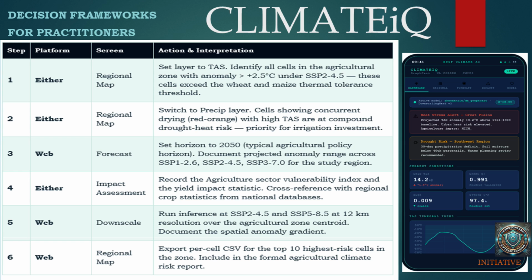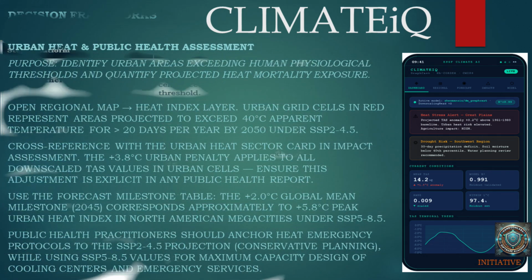Now for the web, if the screen is downscaled, run inference at SSP 2-4.5 and SSP 5-8.5 at 12 kilometers resolution. Web, regional map: export per-cell CSV for the top 10 high-risk cells in the zone. Include this in the formal agricultural climate risk report as well. Now let's move to the next stage here.